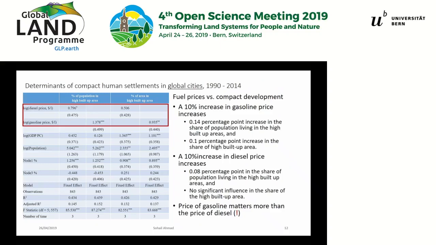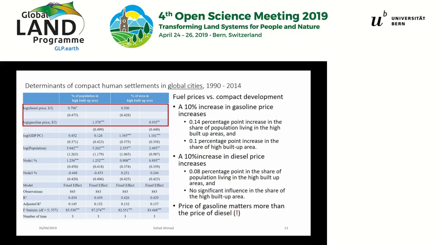The first result is fuel price versus compact development. A 10% increase in gasoline price increases the overall percentage of population in a high built-up area by about 0.14 percentage points. And for the same increase, the high built-up area increases almost 0.1%.